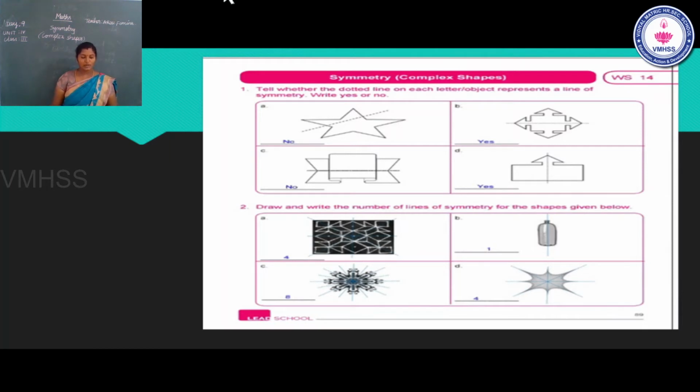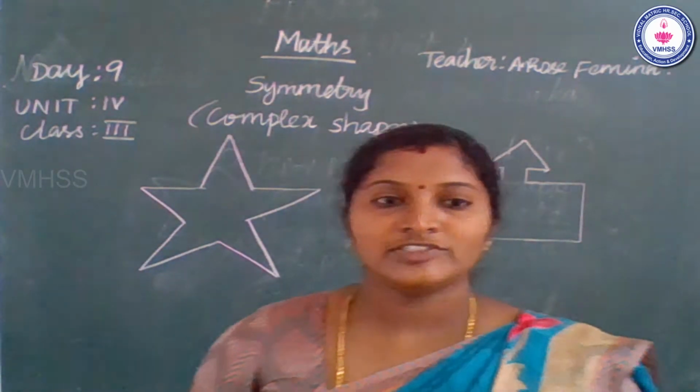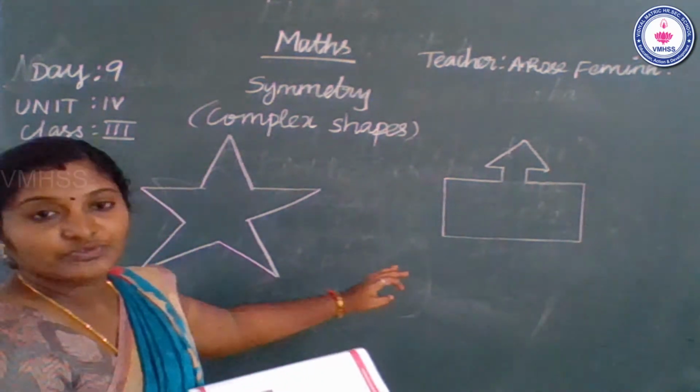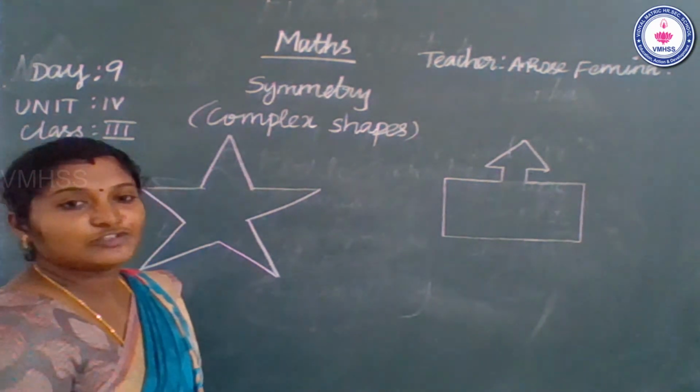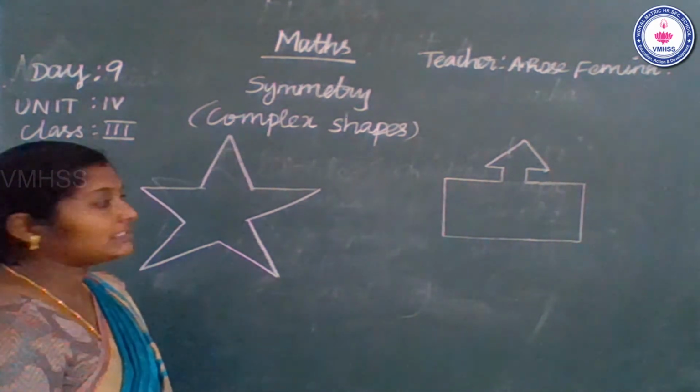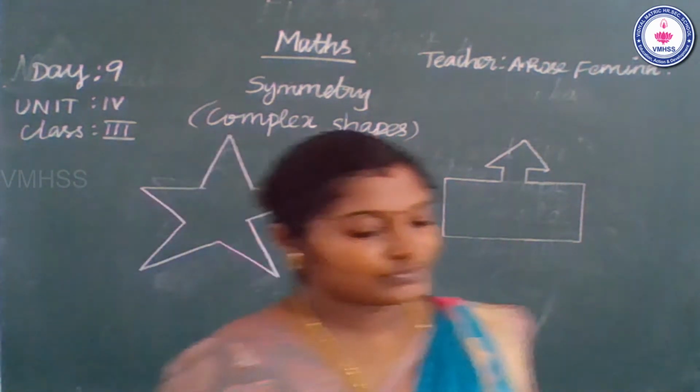First one is star. Okay, so listen carefully. Students, listen. Now, take page number 89. Tell whether the dotted line on each letter or object represents a line of symmetry, yes or no. Now you tell the answer. Okay, students, see the board. I draw two pictures, first one and fourth one. You also draw this picture, do this activity now. You have time, 20 seconds.